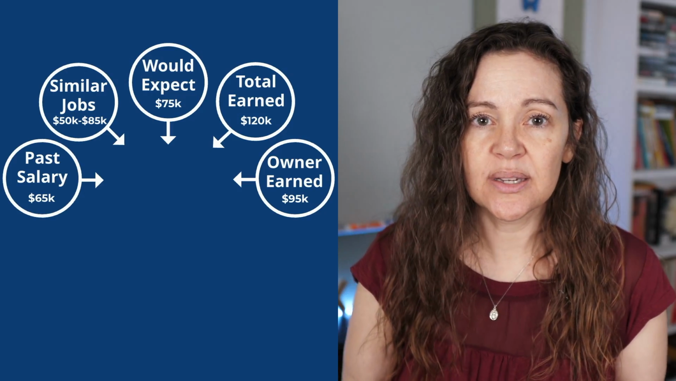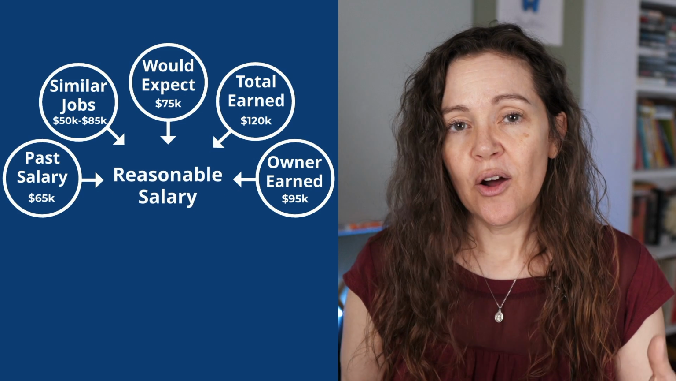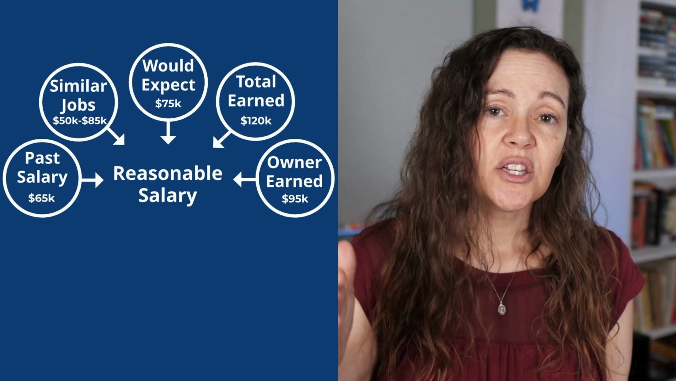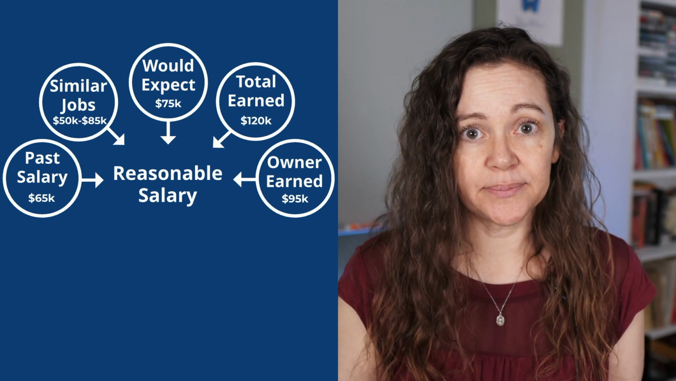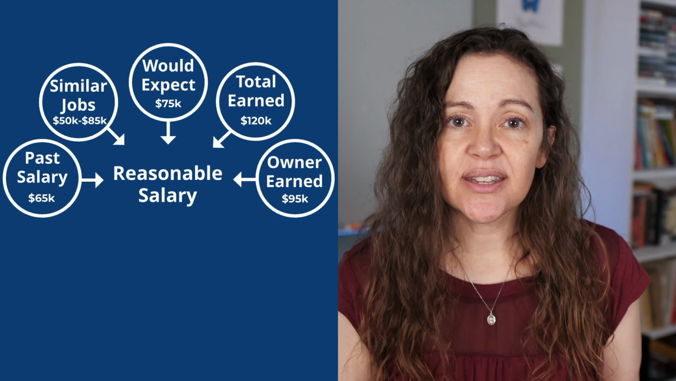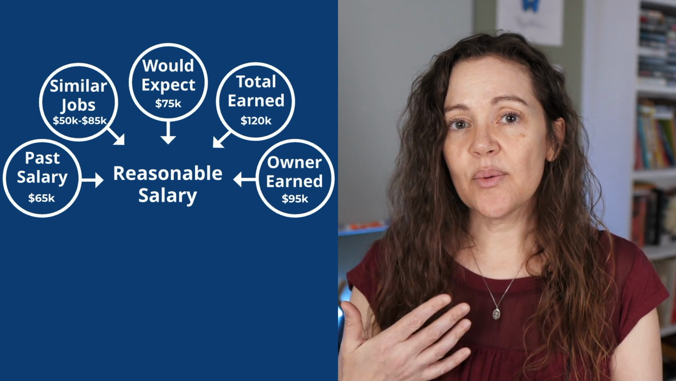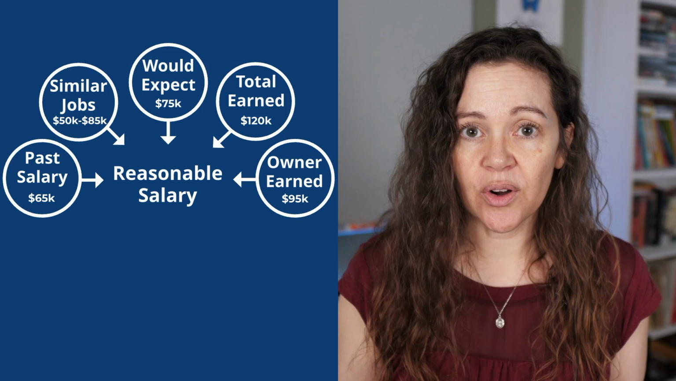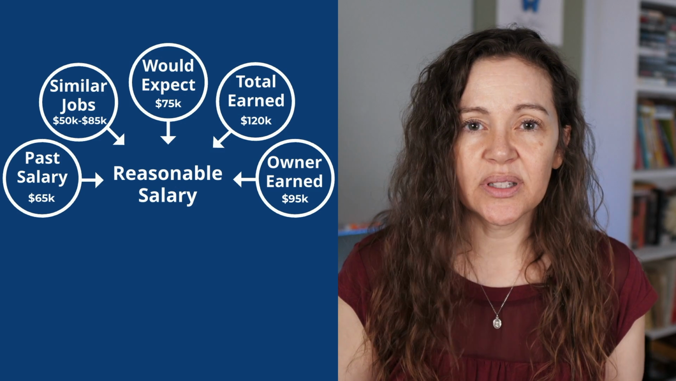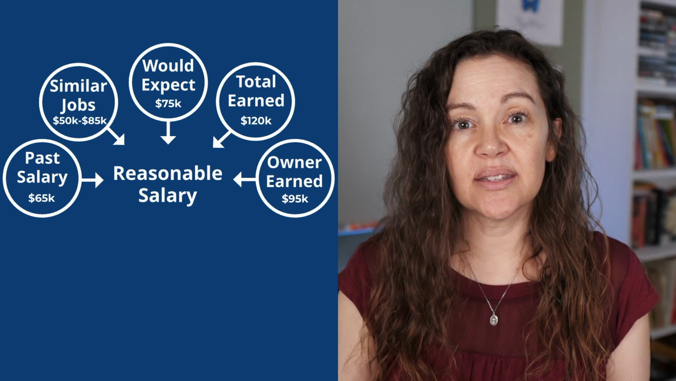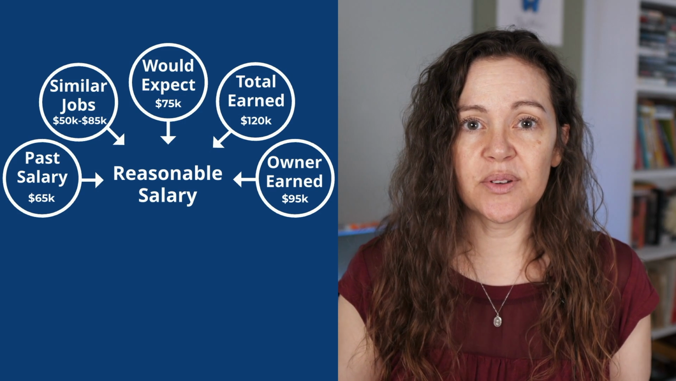Step number 6 is to take all of those numbers and step back, look at them, and determine where we think is going to be reasonable. In this example, we have a wide range from $50,000 on the low end to $120,000 on the high end, but we can narrow that down quite a bit. The key to determining a reasonable salary is using reason and thinking about what's reasonable to you as the owner. We don't want to think about trying to manipulate our taxes because that's not really going to help us. They really do want us to pay a salary that is fair for the work that we've done.